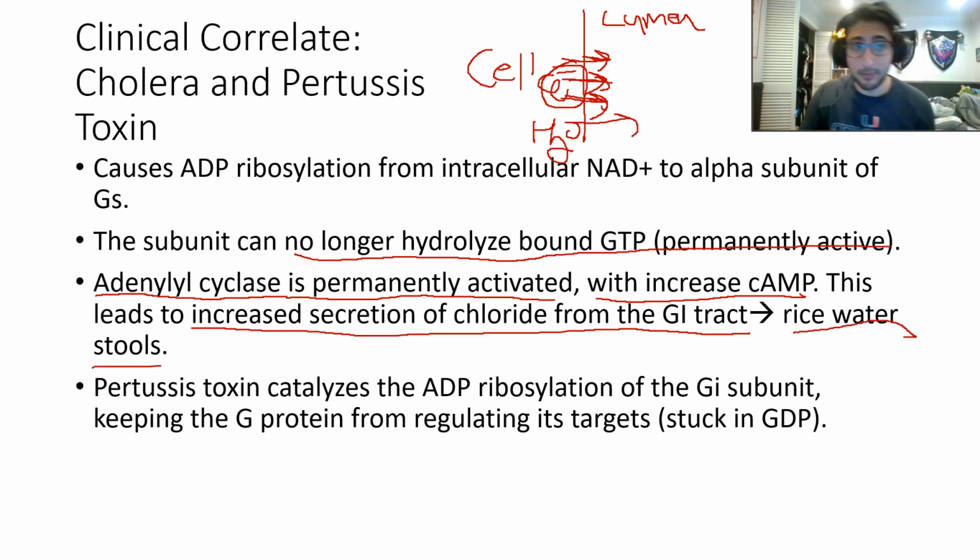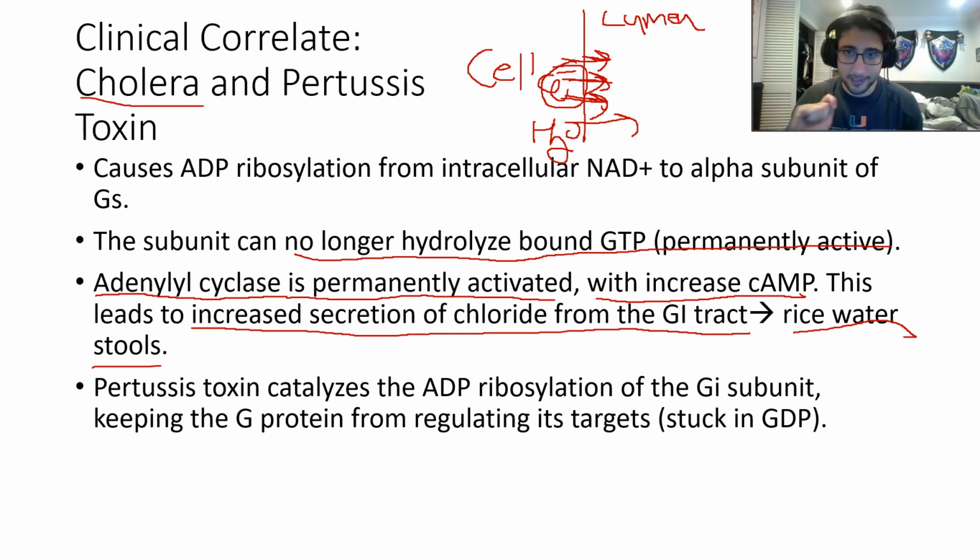And that is the mechanism of action of the cholera toxin. It ADP ribosylates the alpha subunit so that GTP is permanently active, and this will increase adenylyl cyclase, and this will cause increased secretion of chloride from the GI tract and lead to rice water stools.